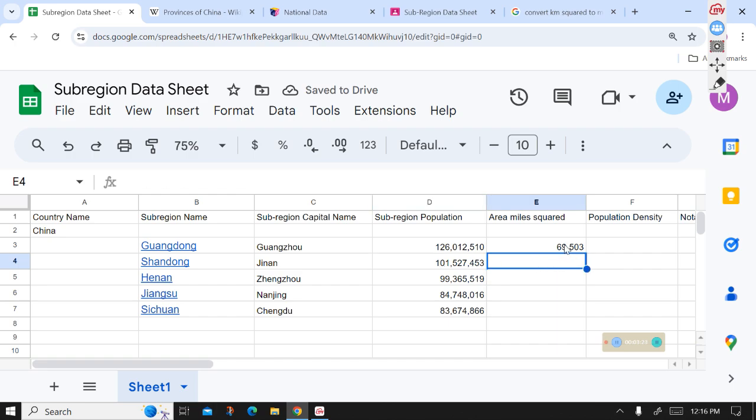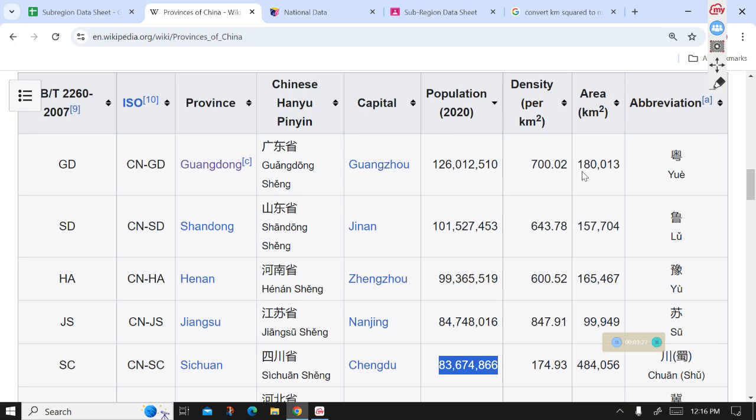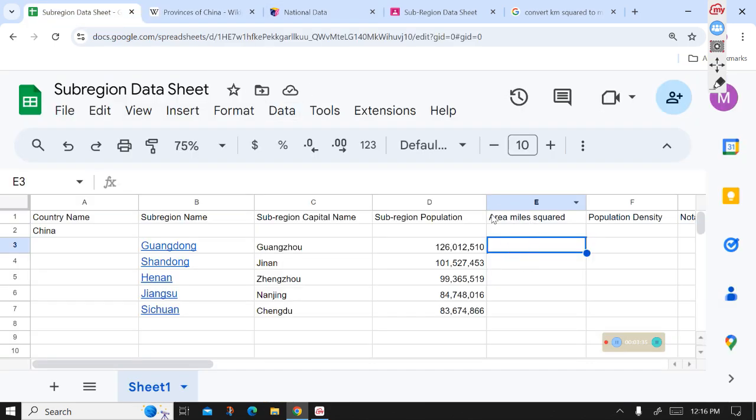Now I have to find the miles. But you're going to notice if I look at the area of this province of Guangdong, we see this number that says 180,000 kilometers squared. In our spreadsheet, we see that it says miles squared.